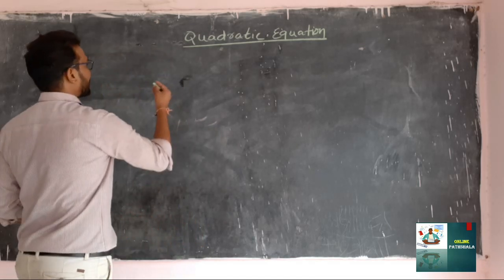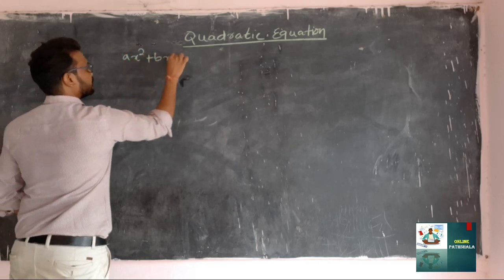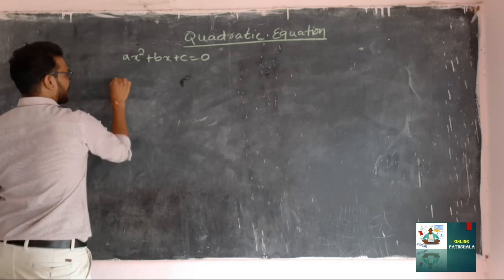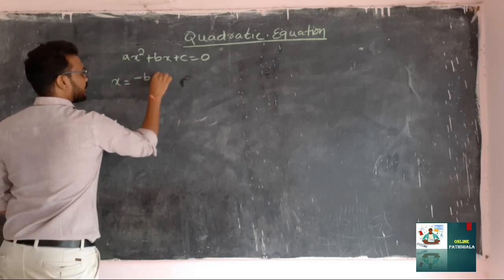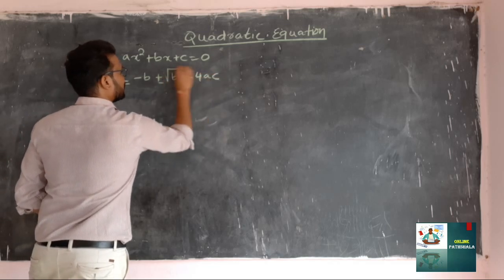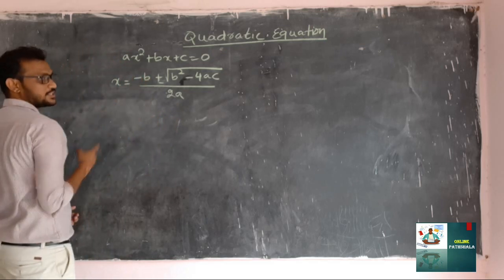So what is the quadratic equation? That is ax² + bx + c = 0. It is given there, and we have got the value of x equal to -b ± √(b² - 4ac) over 2a. So here, I have told you, plus minus is given there.